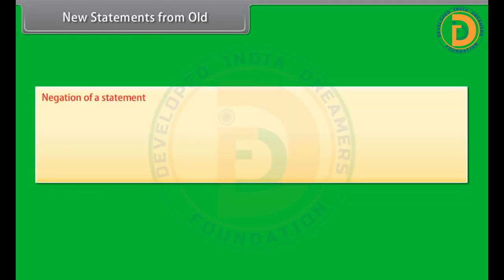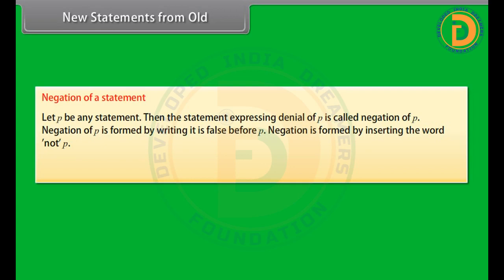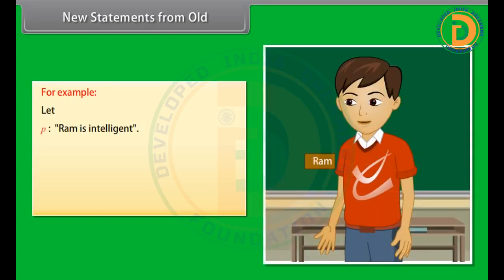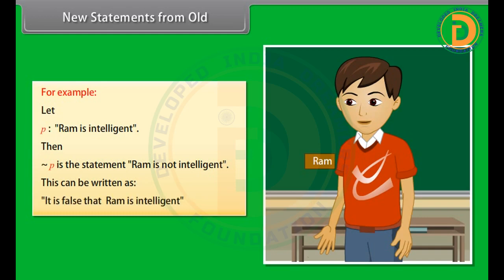New statements from old. Negation of a statement. Let P be any statement. Then the statement expressing denial of P is called negation of P. Negation of P is formed by writing "it is false" before P. Negation is formed by inserting the word not. Negation of statement P is denoted as not P. For example, let P be the statement Ram is intelligent. Then not P is the statement Ram is not intelligent, or it is false that Ram is intelligent.